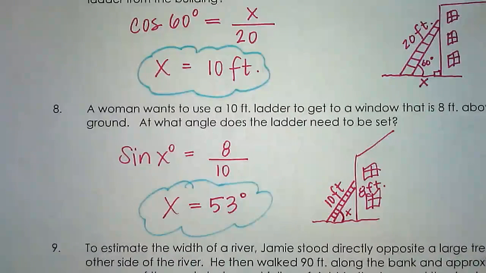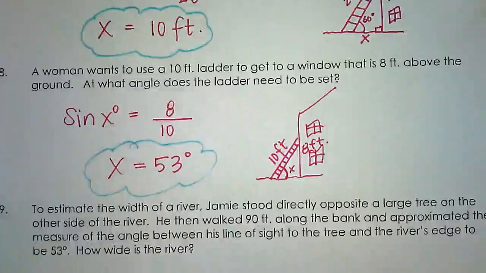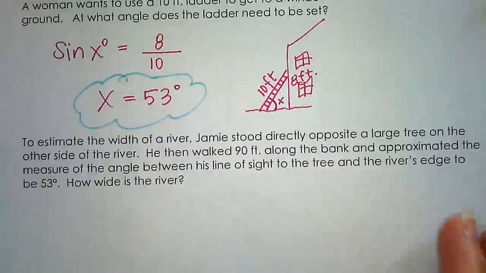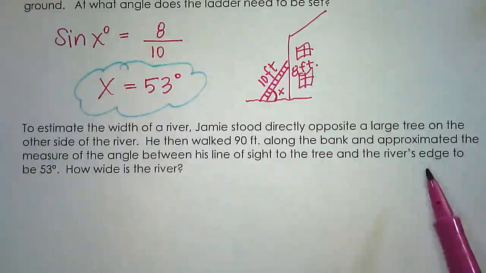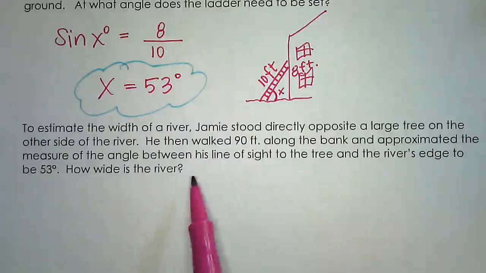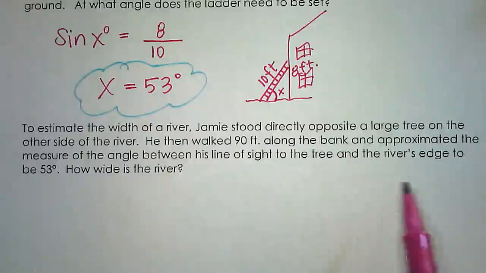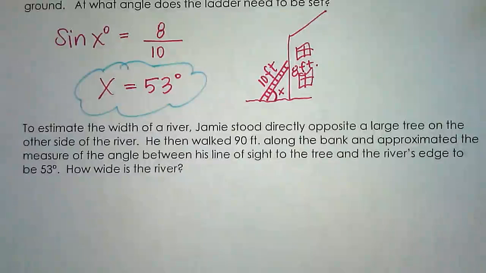All right. To estimate the width of a river, Jamie stood directly opposite a large tree on the other side of the river. He then walked 90 feet along the bank and approximated the measure of the angle between his line of sight to the tree and the river's edge to be 53 degrees. So how wide is the river? All right, so we need a good drawing on this one.